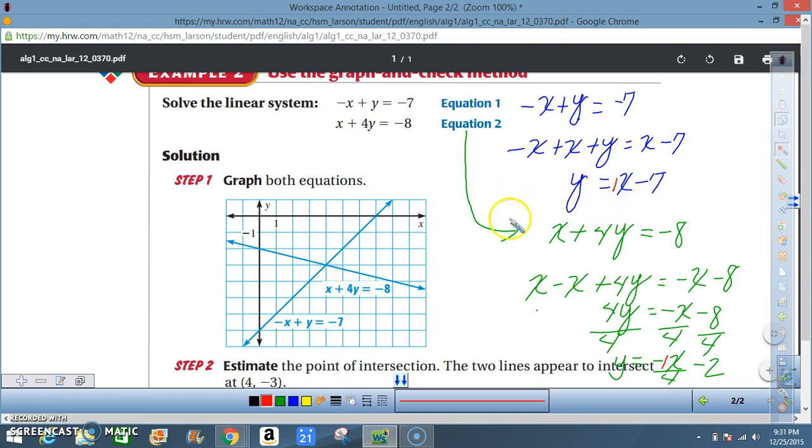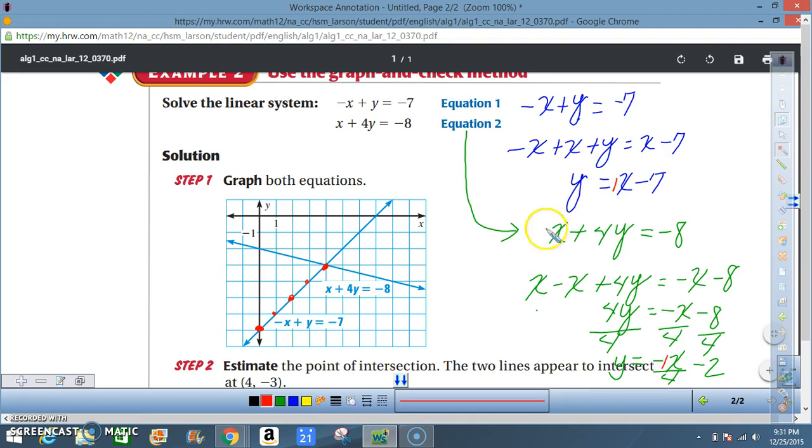All right, so let's see that graph. Negative 7, that would be here. That's my y-intercept. My slope is 1, so it's up 1 over 1. Up 1 over 1. Once again, rise over run, up 1 over 1.